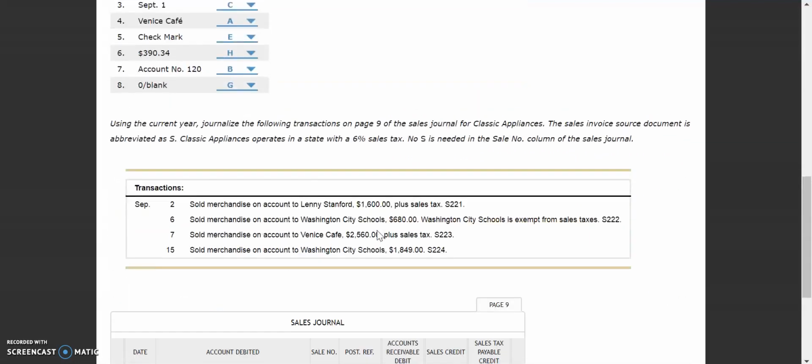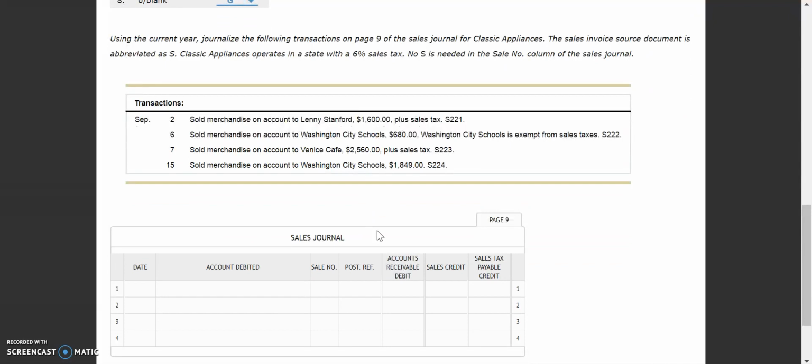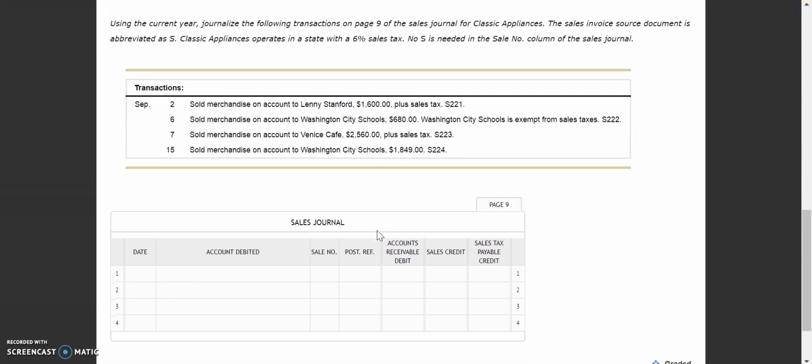Then I'm going to scroll down here, and it says, using the current year, we're going to journalize the following transactions on page 9 of the sales journal for Classic Appliances. The sales invoice source document is abbreviated as an S. Classic Appliances operates in a state with a 6% sales tax. Remember that there is no need to put the S, though, because the sales number is already written in the sales journal. So first off, we're going to start with our date, which is September 2nd.